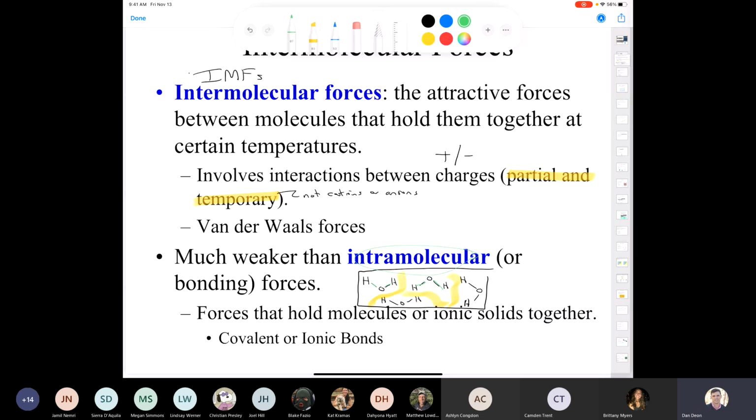Forces that hold molecules or ionic solids together are covalent or ionic bonds. So intramolecular forces, I'm repeating this for about the fourth time today. Those are intramolecular forces, and the forces that hold individual molecules together in the liquid phase or the gaseous phase are intermolecular forces. We've studied ionic bonds and covalent bonds in dirty detail in this class, but we haven't studied intermolecular forces, and so that's what we're going to cover today.